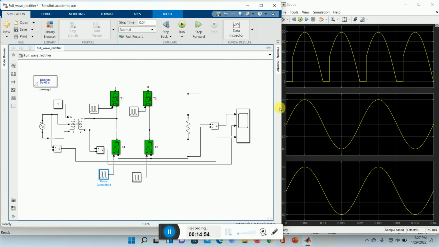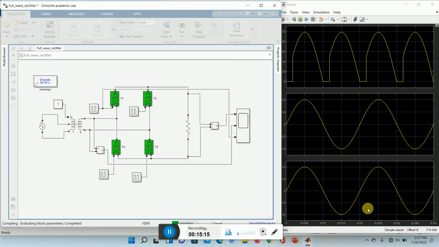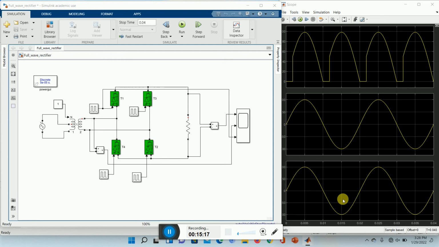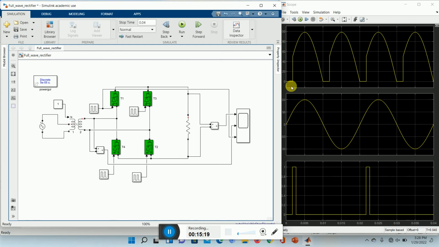Correct. Since the primary voltage is not required, let us remove this primary voltage. We are just interested in this and one of the gate pulses. Okay, so let's see only the gate pulse. We just give triggering. Gate pulse in the lower. We're getting the gate pulse over here, and this is the input voltage and output voltage.